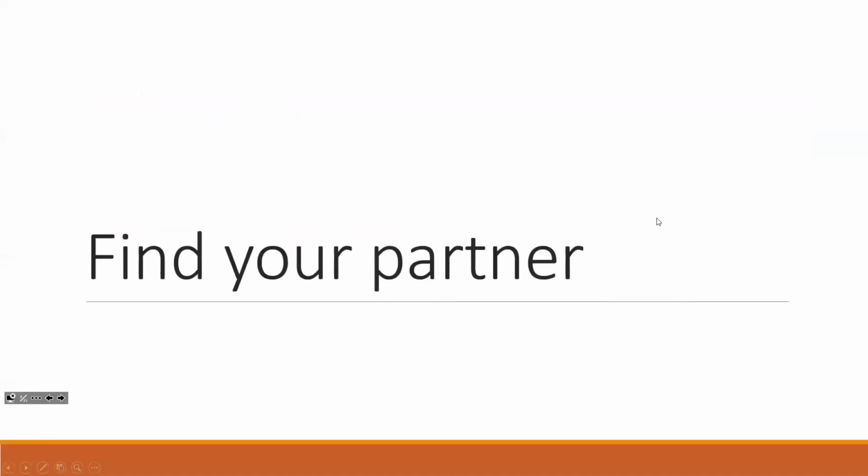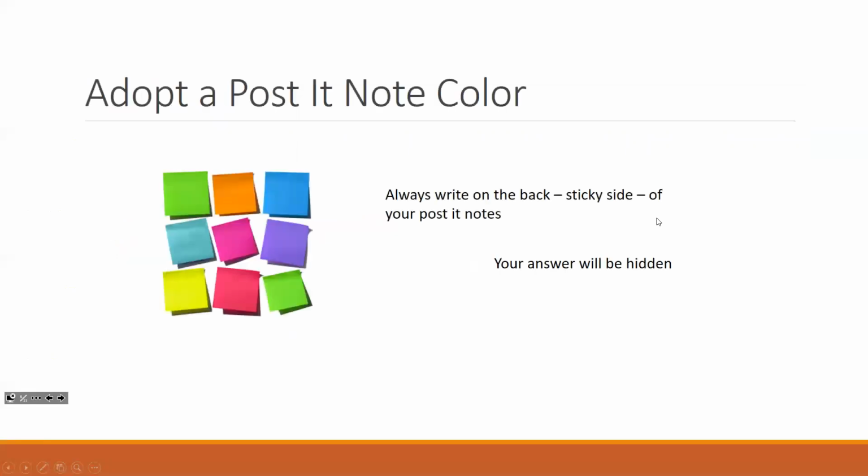Okay, so here's what we're going to do. We're going to find a partner, not yet, because I'm going to show you how this is going to work first. You and your partner are going to be assigned a certain color of Post-it notes. Nobody else is going to have the same color, so you don't have to worry about putting your name or anything on the Post-it notes. You and your partner then are going to go around.